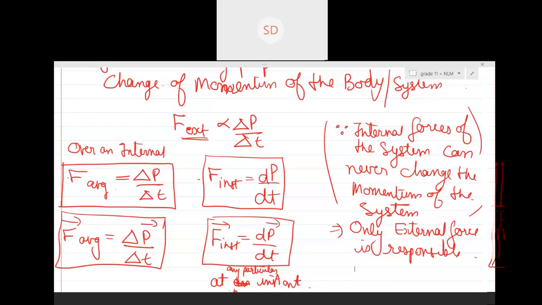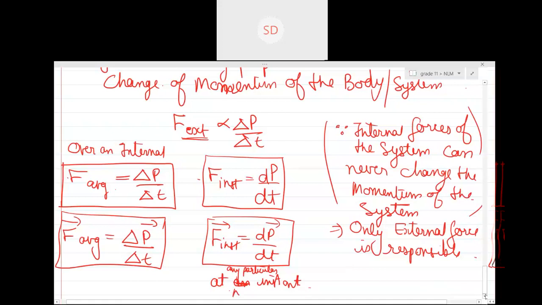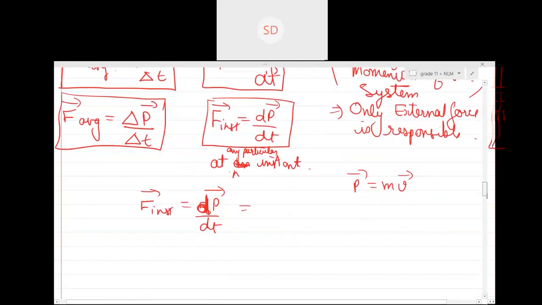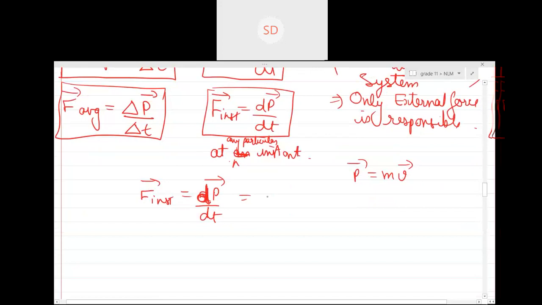There is one more form for this Newton's second law, which is the most common form, if you remember. F is equals to m into a. Where does it come from? Can you see? Instantaneous force is equals to dp by dt. Yes or no, guys? Can I write p is equals to mass into velocity? Can I write momentum as mass multiplied by velocity?